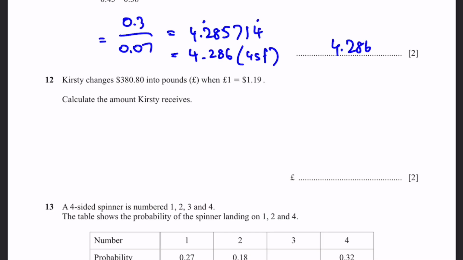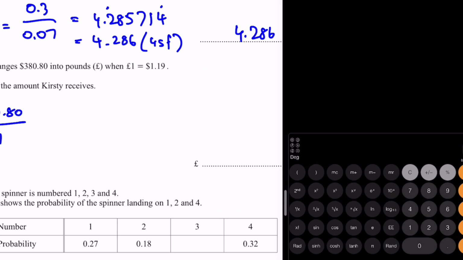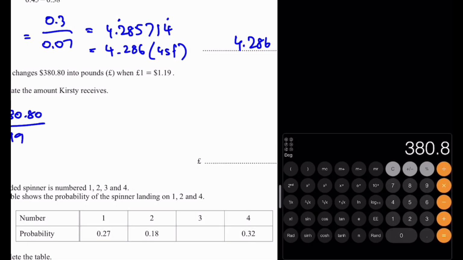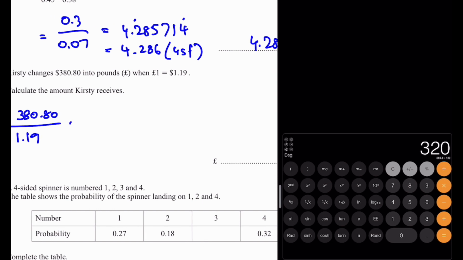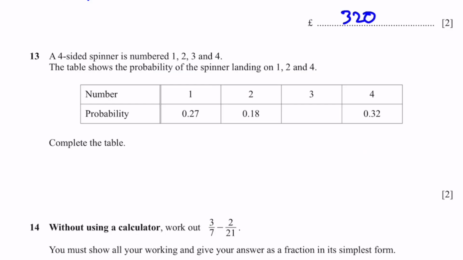Question 12. Kirsty changes $380 into pounds when 1 pound is equal to $1.19. Calculate the amount Kirsty receives. So we just need to divide 380.80 by 1.19. Calculate that out. And we get 320 pounds. That's the answer.